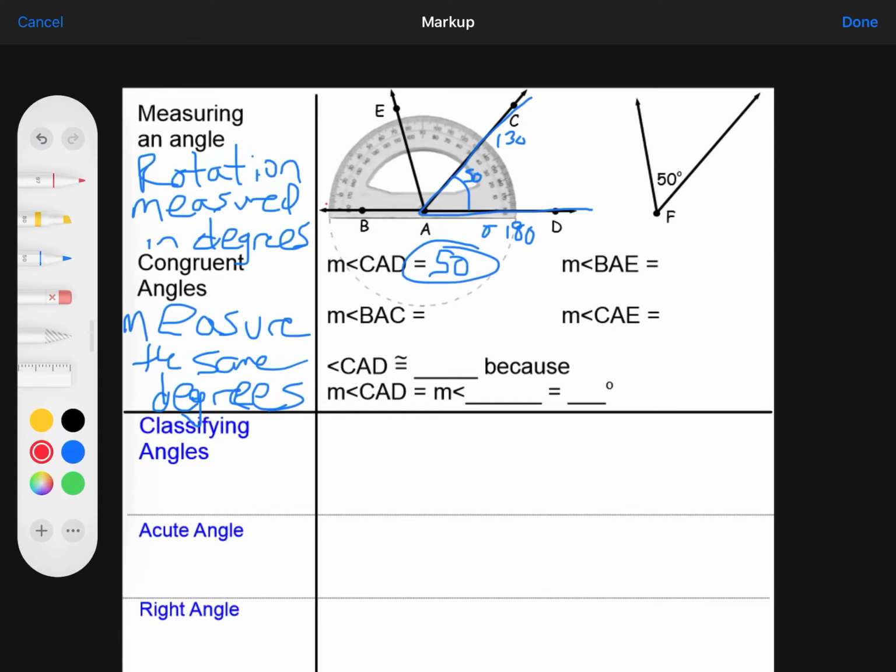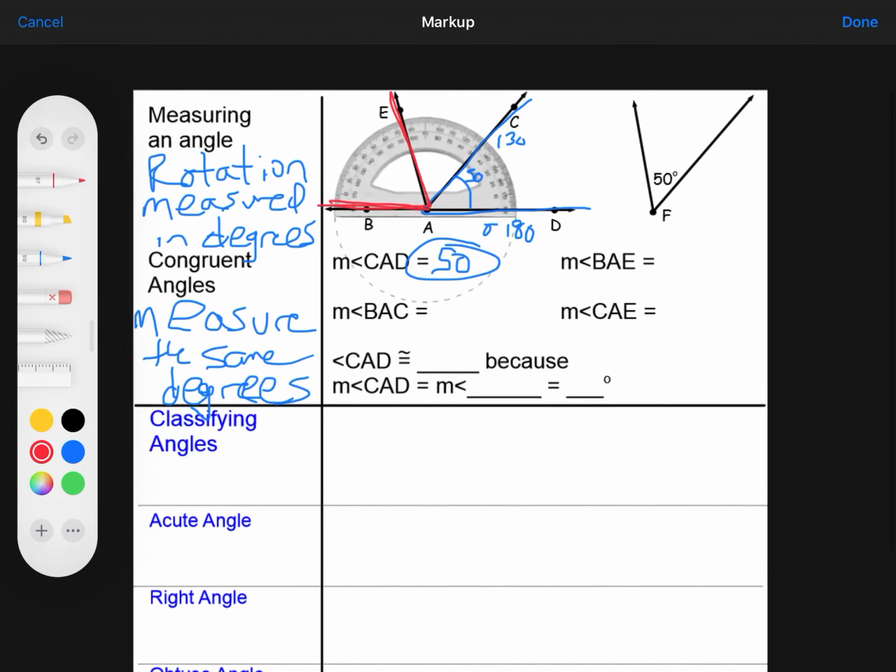Angle BAE is next. This angle is totally my bae. Angle BAE. Anyways, we still have the numbers 0 and 180 on the left. They do differ. The number 0 is on the outside now.